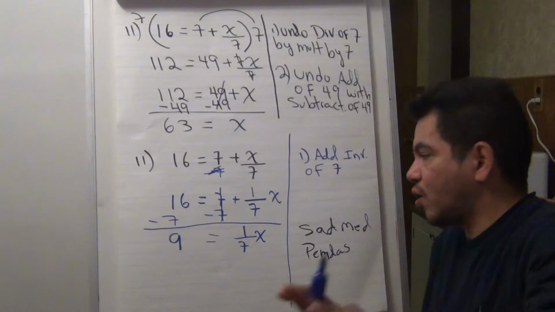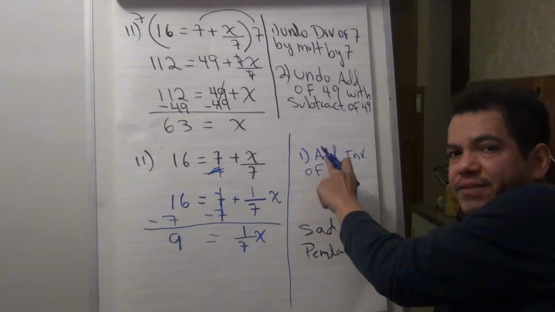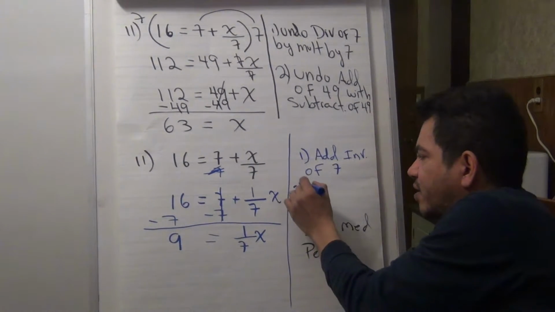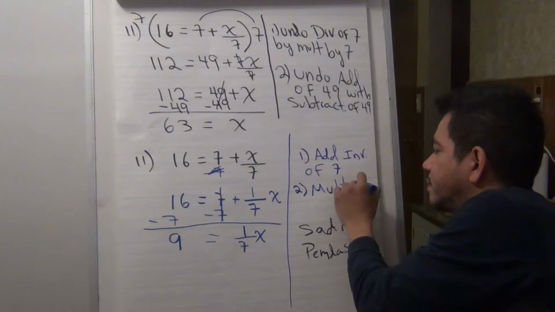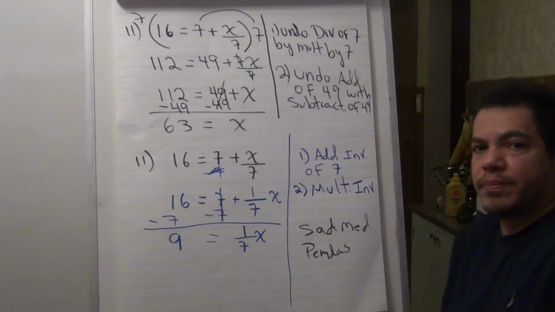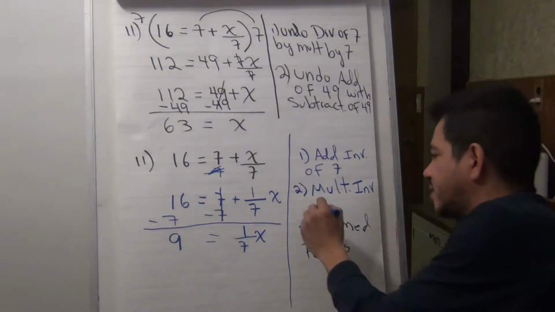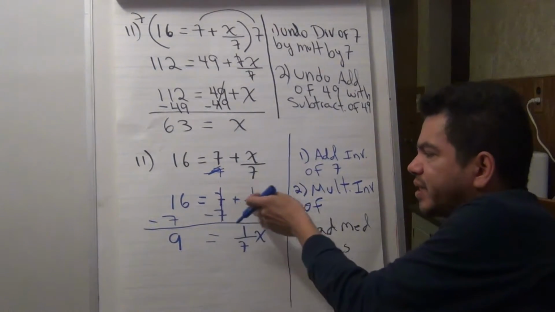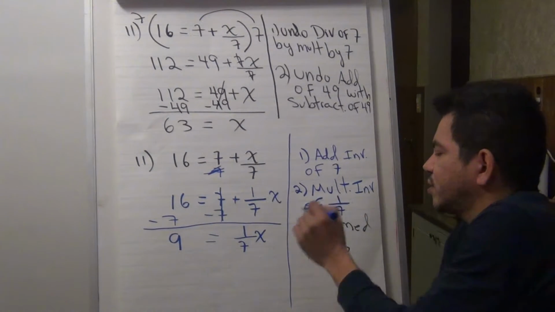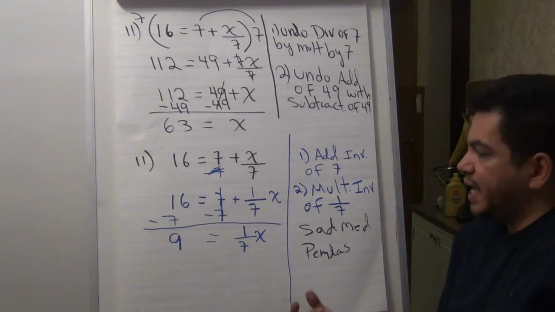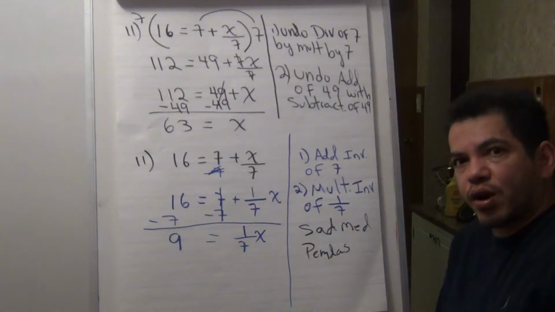After you use your additive inverse, the second property that you're going to use is called the multiplicative inverse. Of what? Of the number that is multiplying the variable. So I'm going to use the multiplicative inverse of 1 over 7. And what is the multiplicative inverse of 1 over 7?